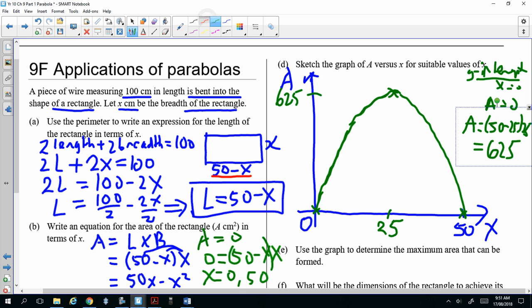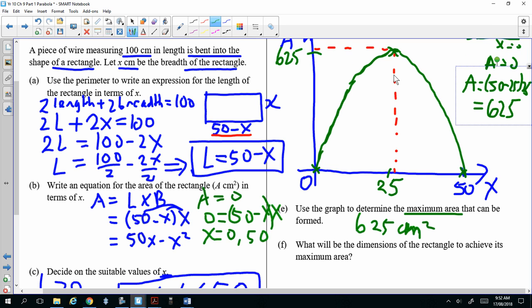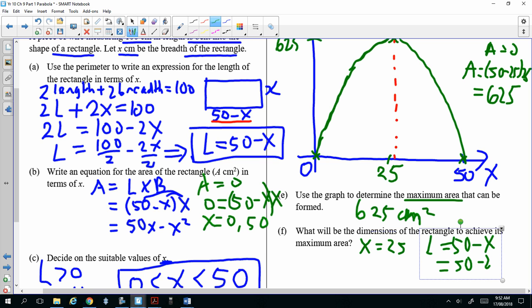And then you can answer some questions about the parabola. And the most important question is, what's the maximum area that you can make from a rectangle of perimeter 100 centimeters? So the maximum area you can see will be 625 square centimeters. And the dimensions of the rectangle to achieve this is when x is 25, therefore the length is 50 minus x, which is 25 as well, which is a square.